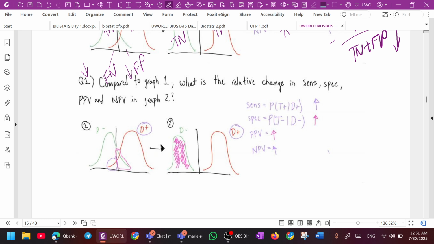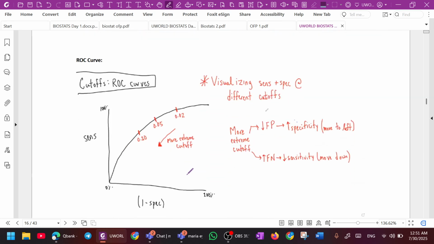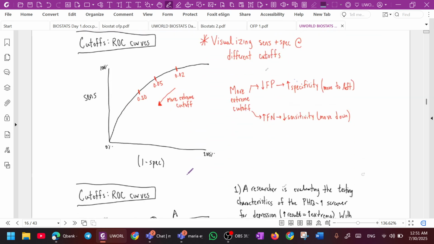Now the difficult one, the ROC curve. I forgot how he explained that. Let's try to do the question, because I forgot the video.